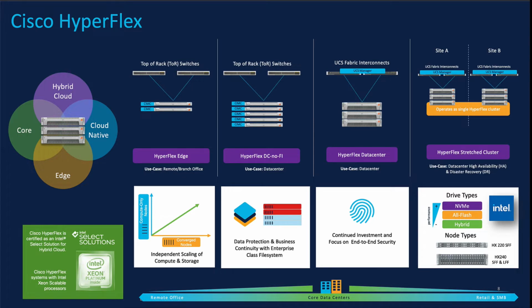HyperFlex is also a very flexible platform that can be deployed anywhere from enterprise data centers to edge locations. It is available in multiple configuration options such as HyperFlex Edge and Stretch Cluster to support the different use cases that an enterprise has. HyperFlex also supports multiple drive types and node types with the flexibility to independently scale compute and storage. HyperFlex can be deployed and managed from the cloud using Cisco Intersight to quickly deliver software-defined compute and storage to any enterprise location in a matter of hours.